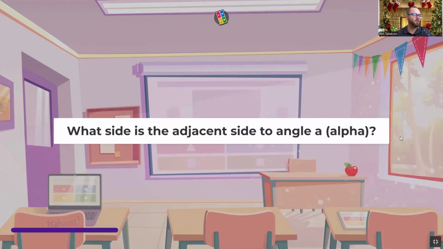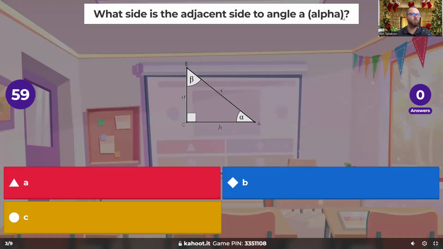Okay. What side is the adjacent side to angle A? Don't worry about the word alpha. They just labeled the angle with that letter A for alpha. But basically, which side is adjacent to this angle right here? Again, this is A, B, C.